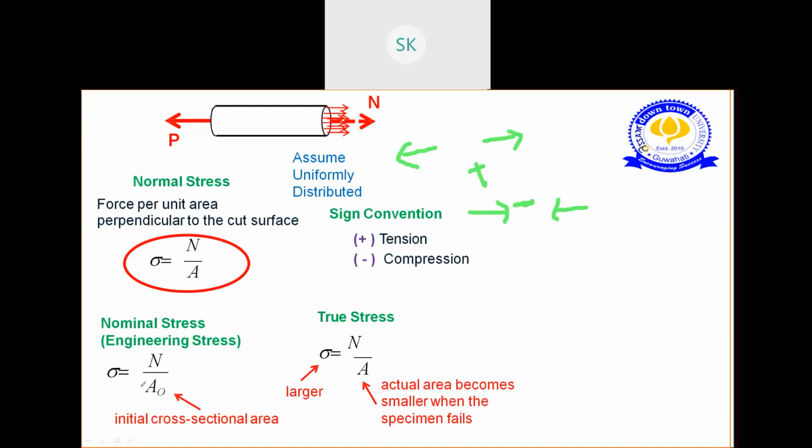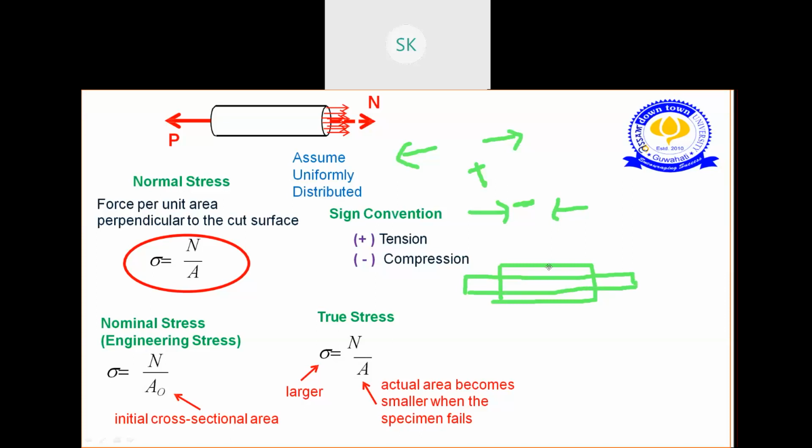In the same way, for normal stresses we have nominal stress and true stress. What is nominal stress? It's the same normal stress, but here the area is the initial cross-sectional area, and the actual area becomes smaller when the specimen fails. Suppose this is your specimen. I have stretched it out. When it stretches out, it will become a shape like this. Just understand, don't go with my diagram. It's scary. Okay, I think this is kind of okay.